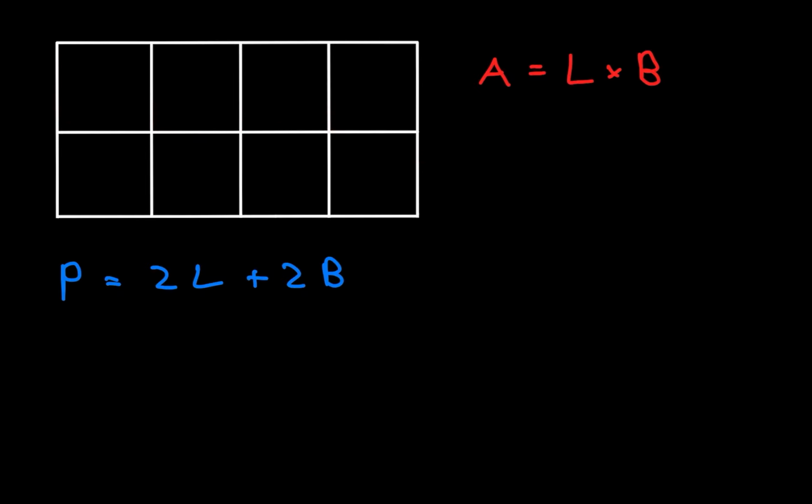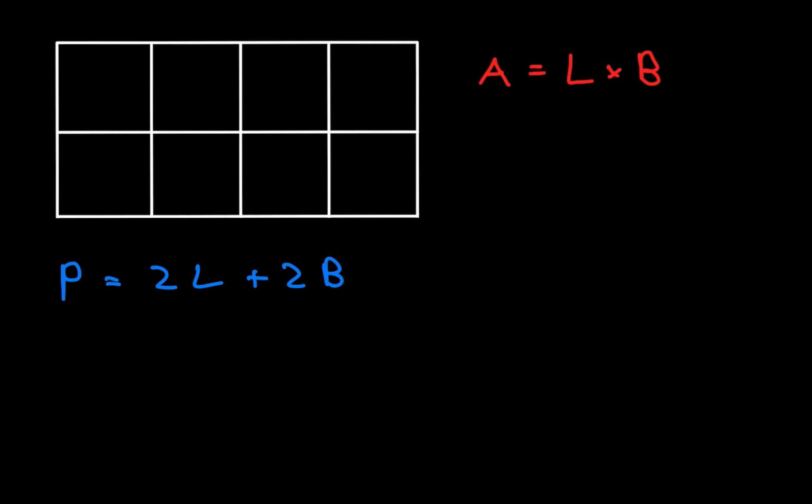And this rectangle is made up of lots of little squares. And each of these little squares has a unit area of 1. And the reason why is because they each have side lengths of 1. And so we know that the area formula for a rectangle is the length times by the breadth.